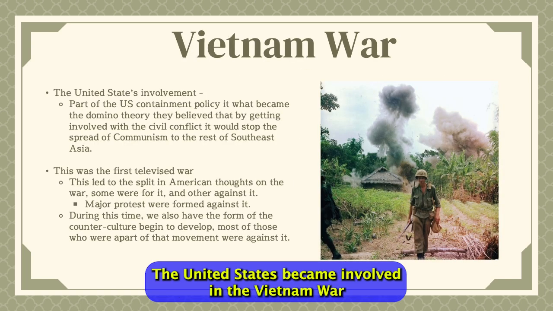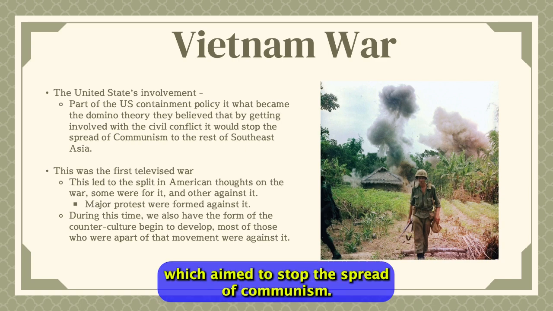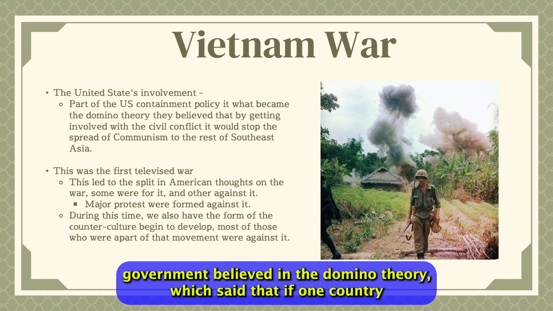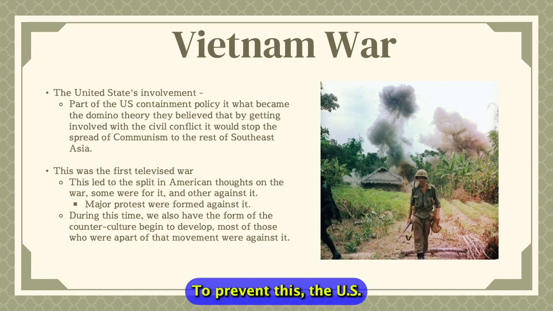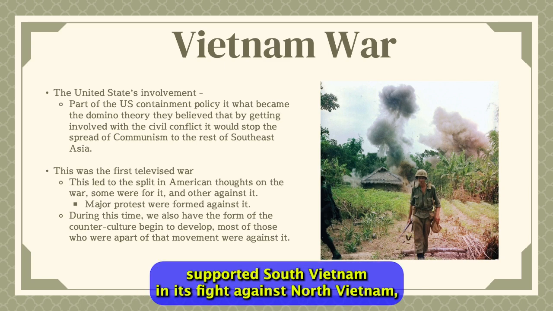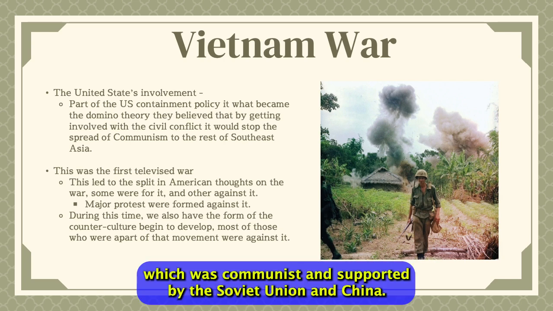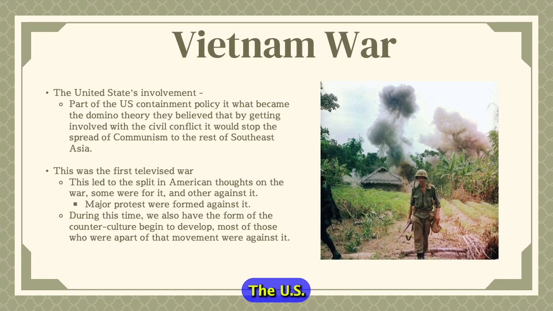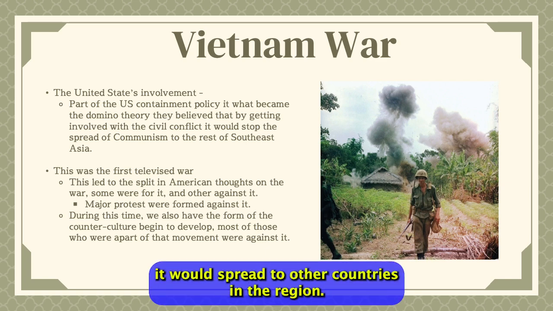The United States became involved in the Vietnam War because of its policy of containment, which aimed to stop the spread of communism. The U.S. government believed in the domino theory, which said that if one country in Southeast Asia became communist, nearby countries would soon follow. To prevent this, the U.S. supported South Vietnam in its fight against North Vietnam, which was communist and supported by the Soviet Union and China. The U.S. thought that if they didn't stop communism in Vietnam, it would spread to other countries in the region.